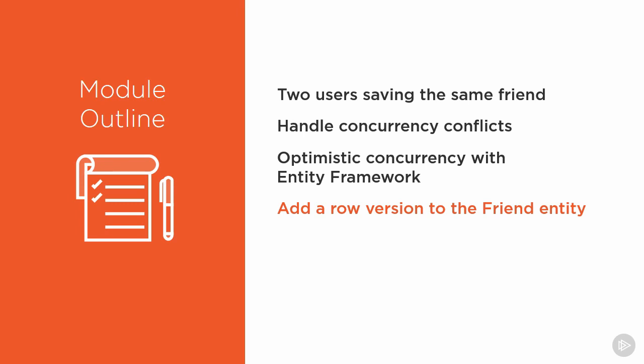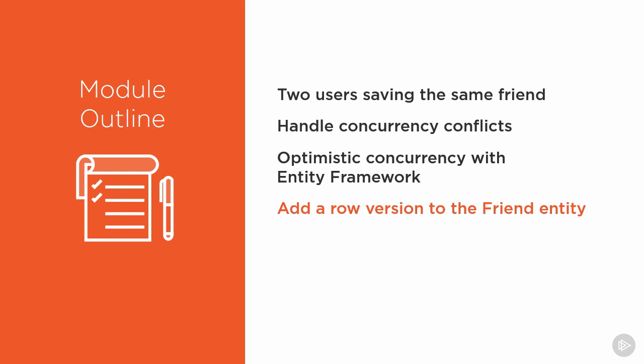When the user loads a friend in the Friend Organizer application, it will have that row version. When the user edits that friend and saves it back to the database, Entity Framework will check if the row version of the edited friend is still the same as the row version of the friend in the database. If that's not the case, that means that another user has changed the friend in the meantime. Then Entity Framework will throw a DB update concurrency exception.